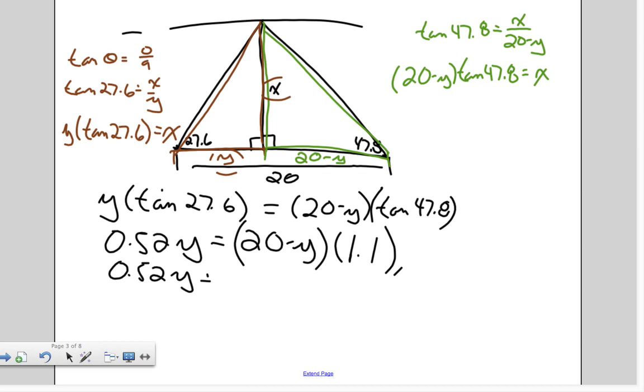Now this is almost like basic algebra. 20 times 1.1 is 22, minus 1.1y. We solve for y, and then we plug y back into either one of our equations, and that's how we get x.